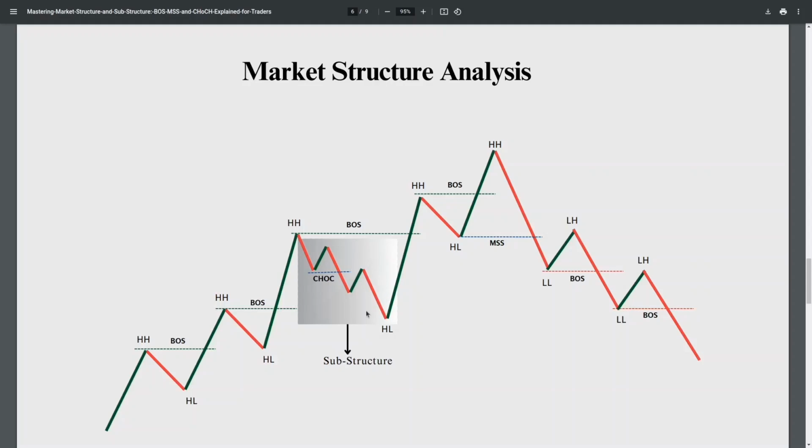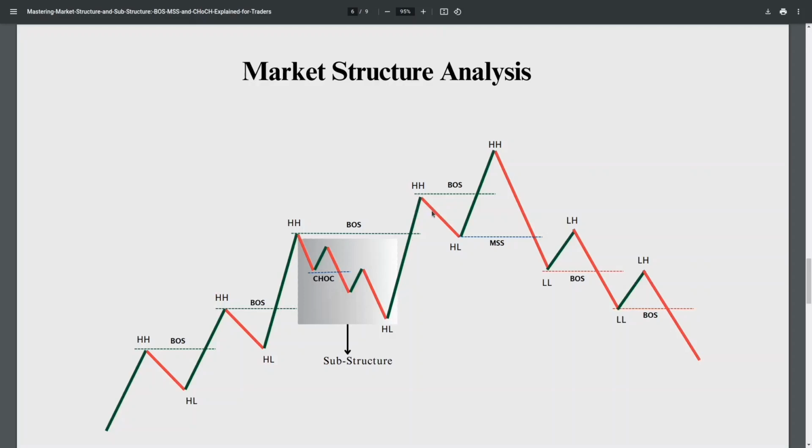But in this kind of scenario, you can still trade it in a lower time frame. Assuming this is a 4-hour chart, this particular move is a major move in the 15 minutes, in a lower time frame. This is a major downtrend in a lower time frame. So that is why we say it's a substructure. A substructure in a higher time frame is a major trend. It's a main structure in a lower time frame.